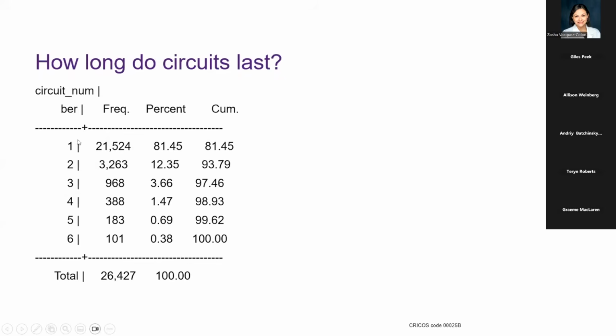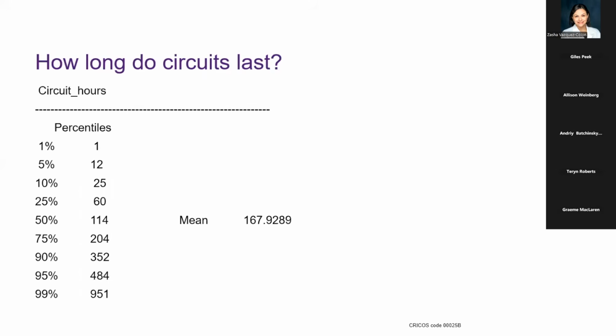But you can see here that one circuit is 21,000, and then two circuits is 3,000 patients, and then 3, 4, 5, 6, it drops down as you can see here. And then when you look at how long these circuits last, you can see that the median here is 114 hours with a mean of 167. Obviously, it's skewed because there's a long tail end. You can see here that the duration a circuit lasts at the 95th percentile is 484.